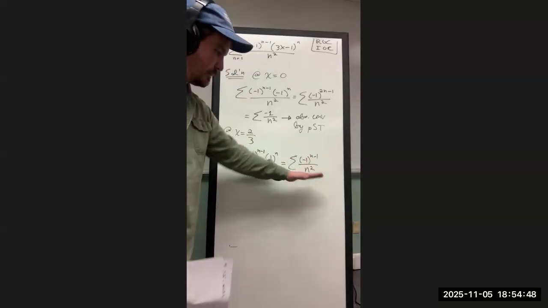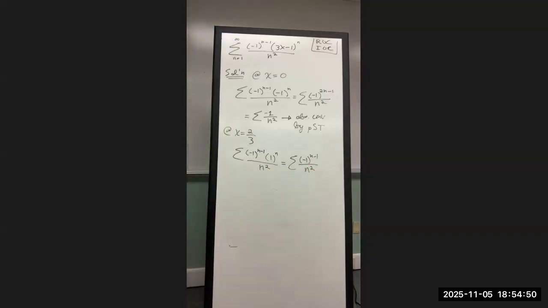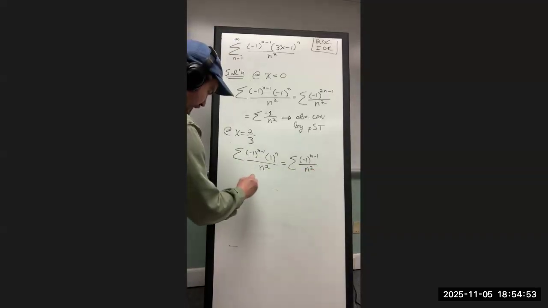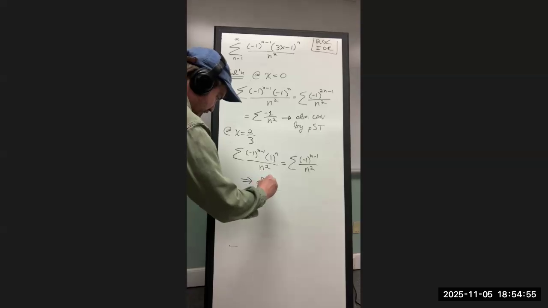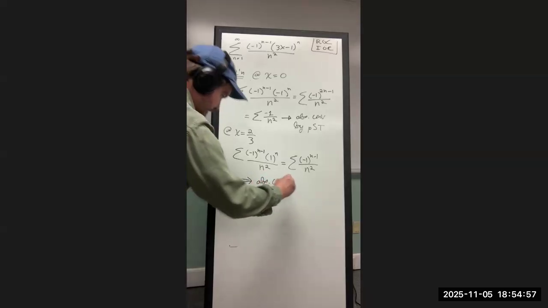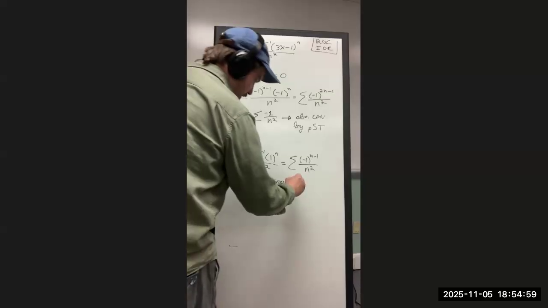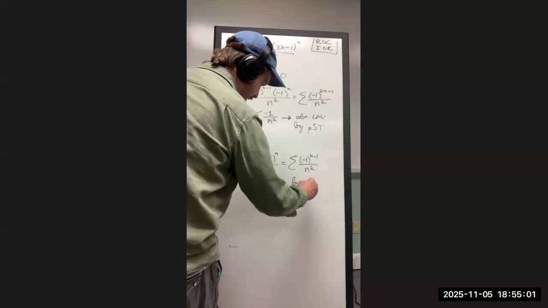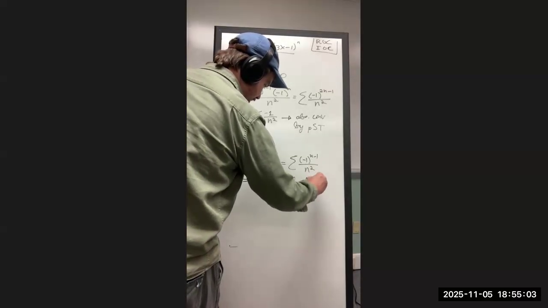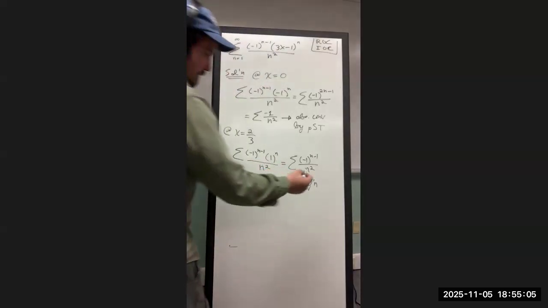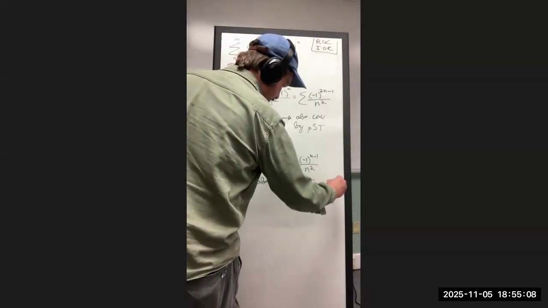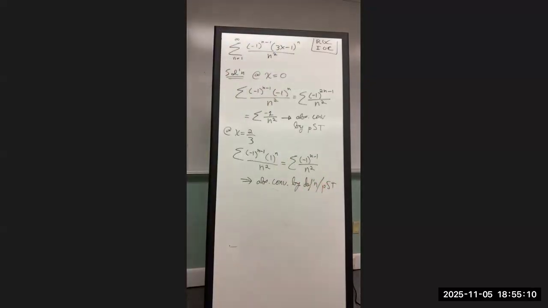And so this is an alternating p-series, and our p-value is greater than 1. So we've got absolute convergence. And that's by definition, really. By definition and p-series test put together.